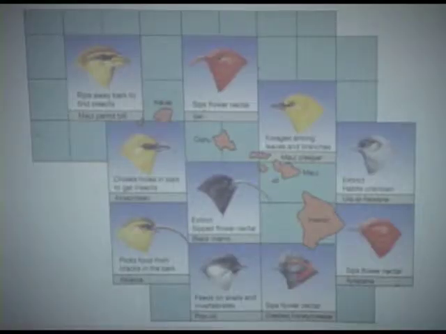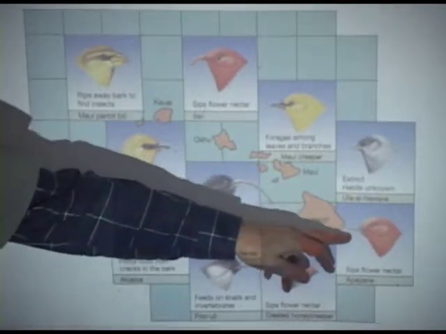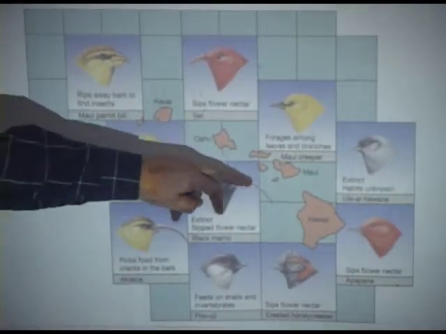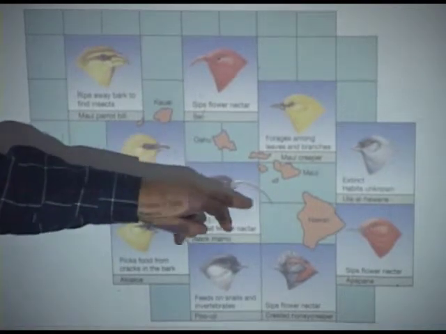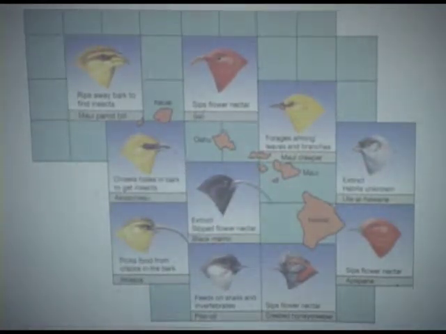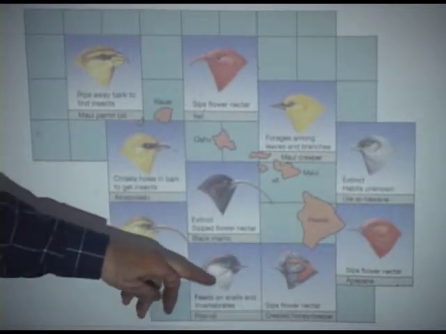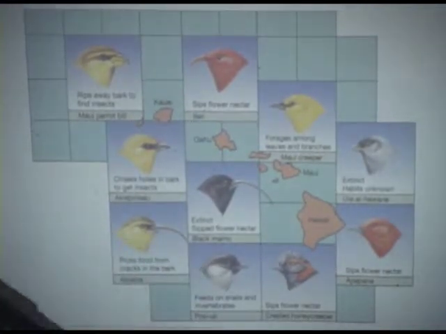Probably the ancestral type was something like this one here, a nectar feeder. But then there's this one here, which obviously had a very specialized bill for certain kinds of flowers. This one here, which actually, there's two birds left, just two individuals, the po'o'uli.